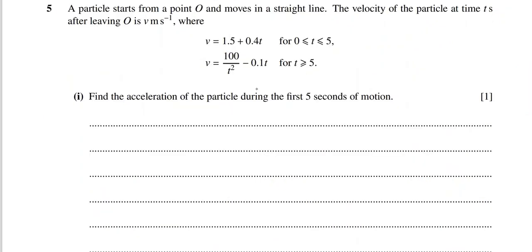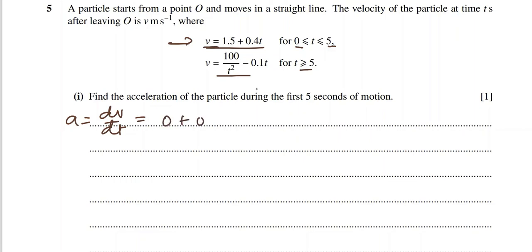In question 5, they have given information about a particle which starts from point O in a straight line. This is the velocity equation from 0 to 5 seconds, and this is the equation after 5 seconds. Find the acceleration of the particle during the first 5 seconds of the motion. That means this is the equation we'll focus on. We know that dv over dt is acceleration, so we will differentiate this one. The differentiation of 1.5 is 0, and the differentiation of 0.4t is 0.4.